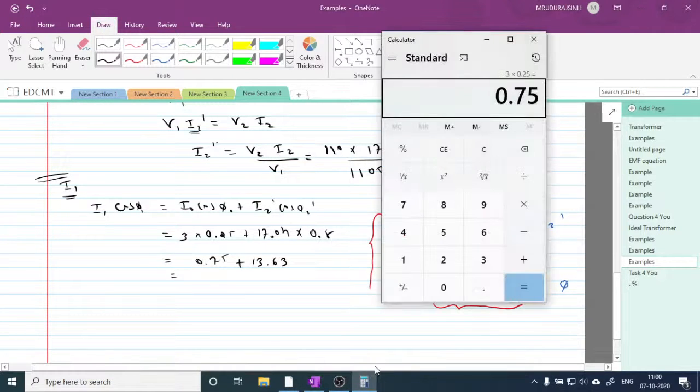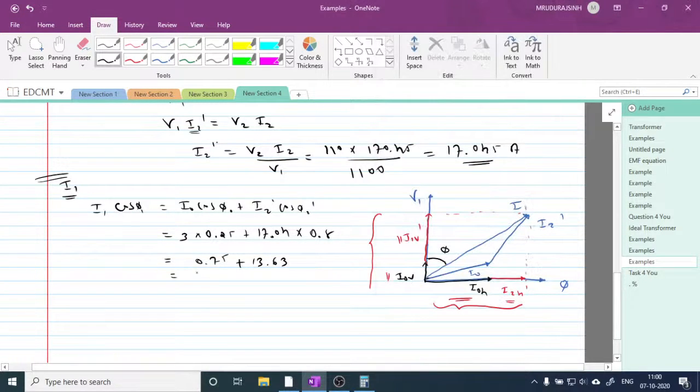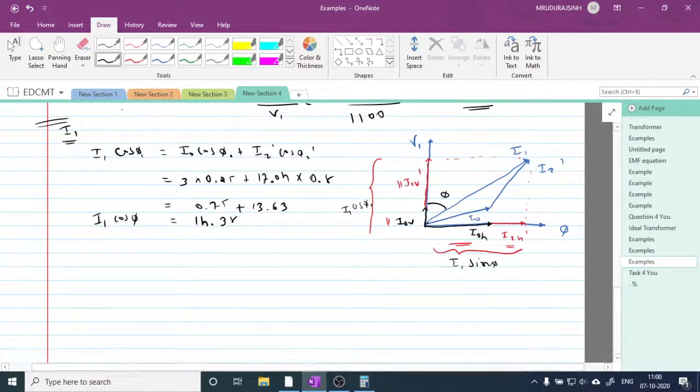So 13.63 plus 0.75 gives us 14.38. So this is our I1 cos phi 1. So we have got this. Now we'll go for I1 sin phi 1, right? It's not cos phi 0, it's cos phi 1, sorry, and over here it's sin phi 1.